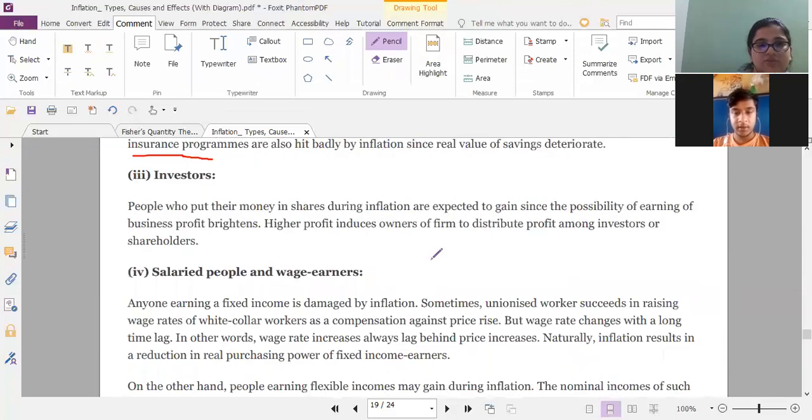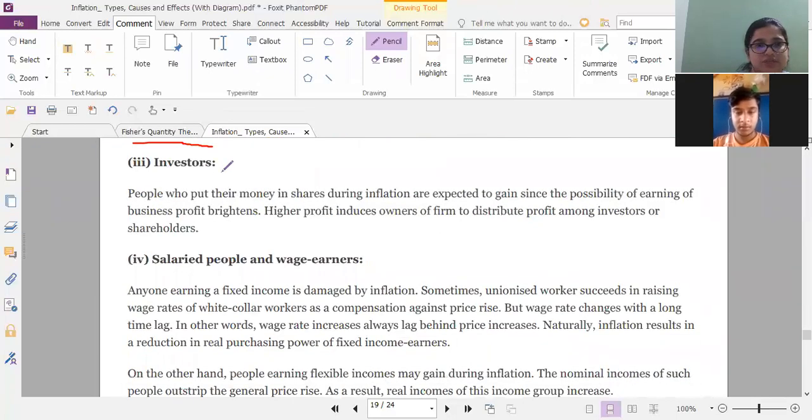Then the third point is investors, how it affects the investors. People who put their money in shares during inflation are expected to gain since the possibility of earning business profit brightens. Ma'am, during inflation means what, ma'am? They put in money in the share market, is that your question?